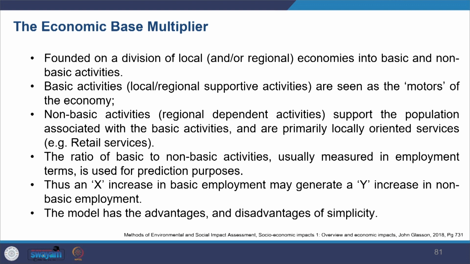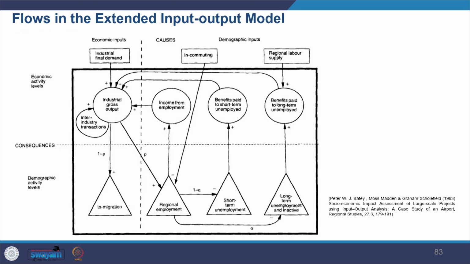The ratio of basic to non-basic activities, usually measured in employment terms, is used for the prediction purpose. So you see that if there is a certain number of increase in the basic employment, then it will generate Y amount of non-basic employment. This is the way it is calculated. You have a certain proportion which goes with it, and this model also has certain limitations and advantages.